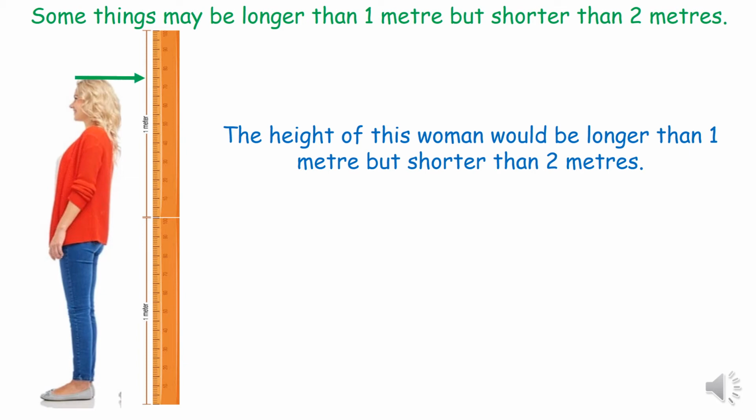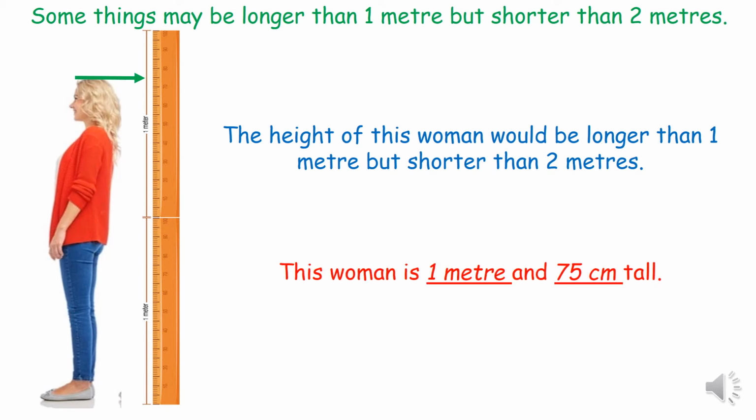So have a look at the arrow. Can you see her height? Can you work it out in centimeters? If I know 1 meter is 100 centimeters, and I see where the arrow has landed, I can see the arrow has landed on 75 centimeters. I can see this woman is 1 meter and 75 centimeters. 1 meter is 100 centimeters, so she is 175 centimeters tall.